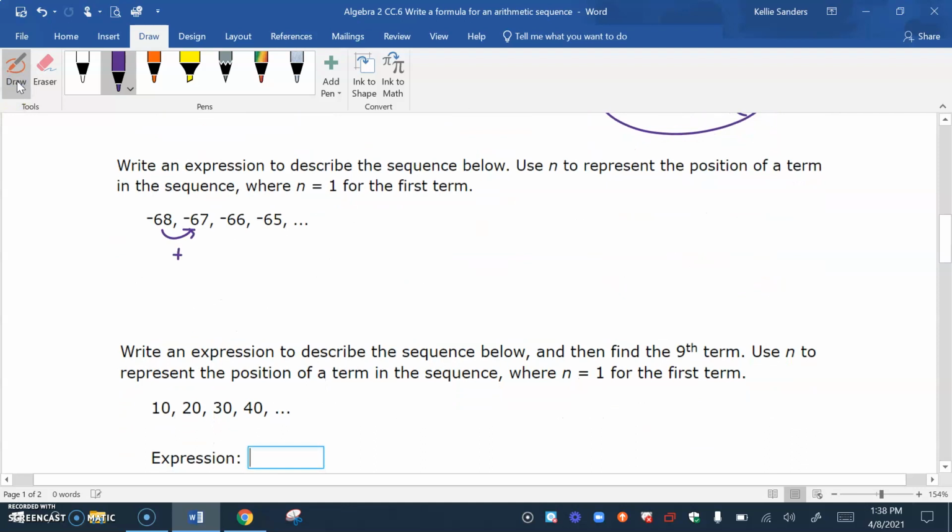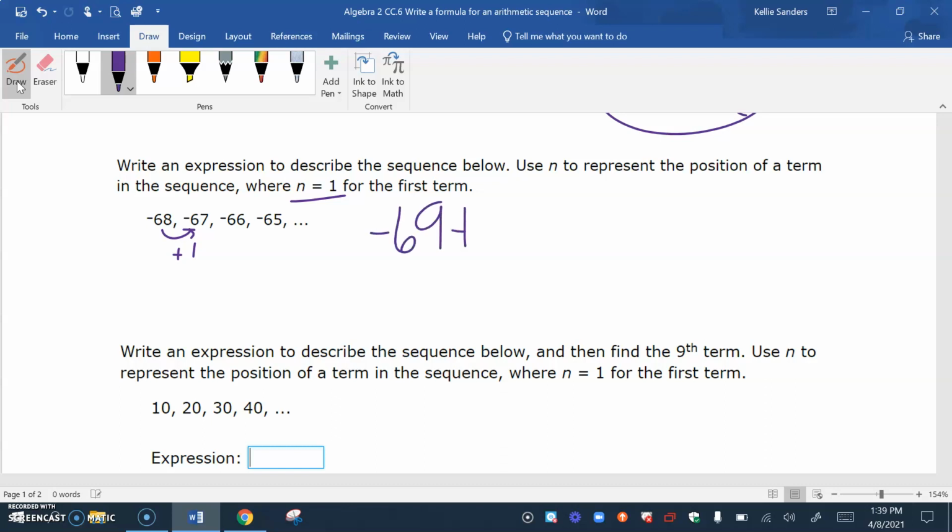We are going up 1 every time. So if I'm going to use n and I'm adding 1 to it to get to -68 at the very beginning, it'd be -69 plus n, or n minus 69. Either one of those is going to work because you get -68 the first time you put 1 in both ways, because the negative's with the 69, basically.